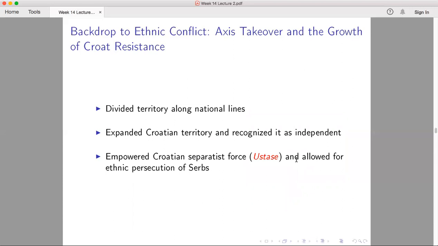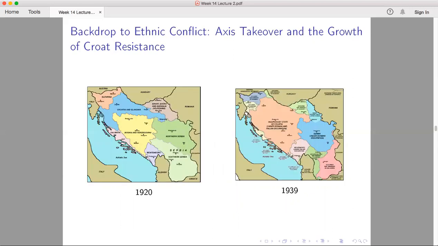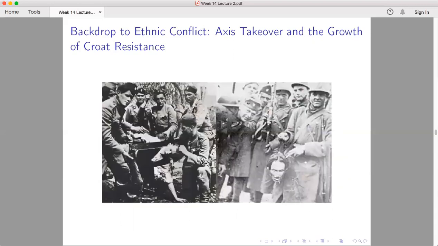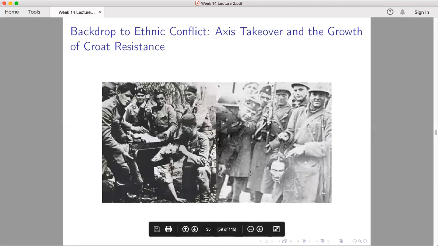More than that, they empower Croatian separatist forces called the Ustazi, and they allow them to persecute Serbs that were formerly in their territory. There are Serbs living in certain parts of Croatia and Serbs living in Bosnia, and under the Axis rule they are basically allowed to be persecuted and forcibly removed from those areas. And so what we see is the growth of this very brutal force called the Ustazi. They go around doing things like chopping the heads off of Serbians, killing Serbians wholesale in their homes, and carrying these heads around town.